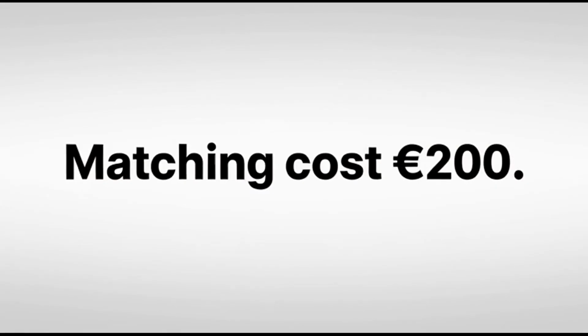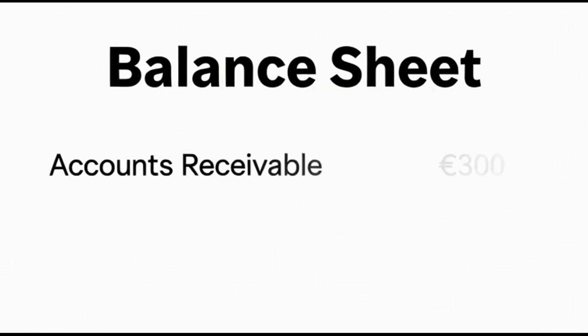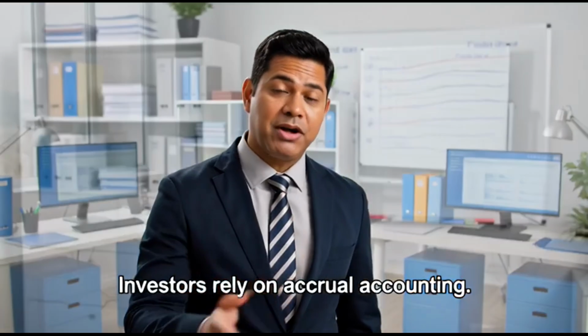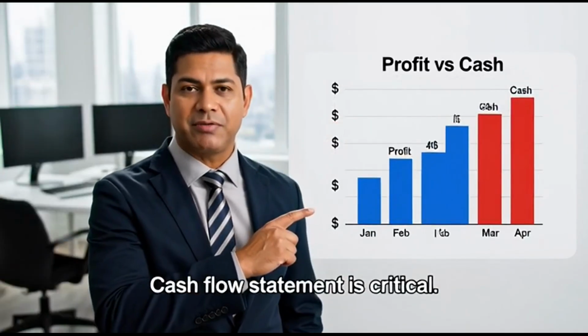Under accrual accounting, all sales are recorded. And all related costs are matched. Now profit is 800 euros. And the balance sheet shows receivables and payables. Investors rely on accrual accounting. A profitable company can go bankrupt due to cash shortage. Cash flow statement is critical.